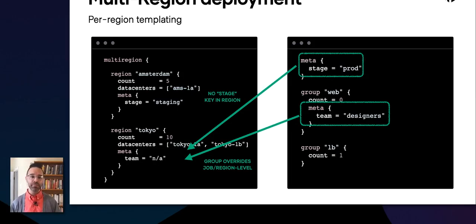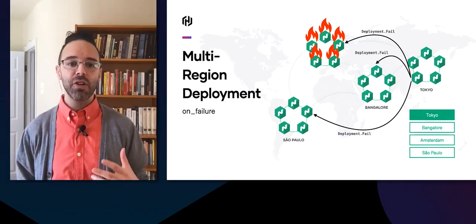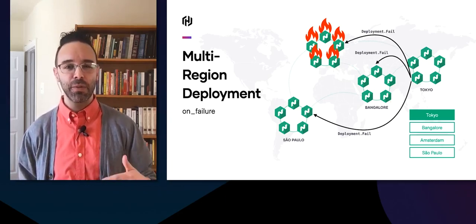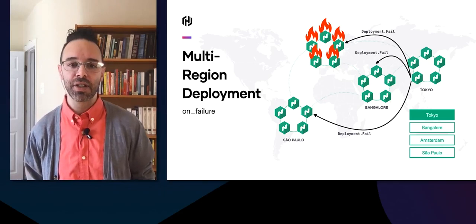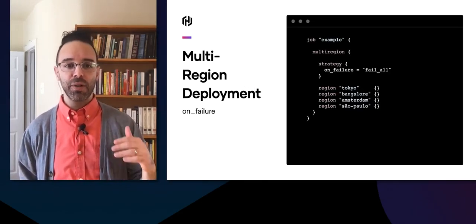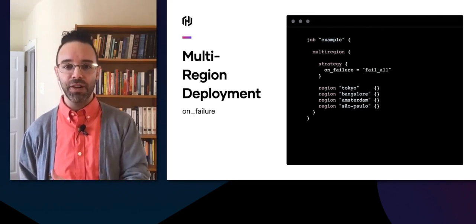Failure is always an option, so let's look in a bit more detail at rollbacks. Earlier we saw that when a region detects failure, it's going to send a deployment fail RPC to the other regions. But how does it know which ones to send it to? So the multi-region strategy block has an on failure field.